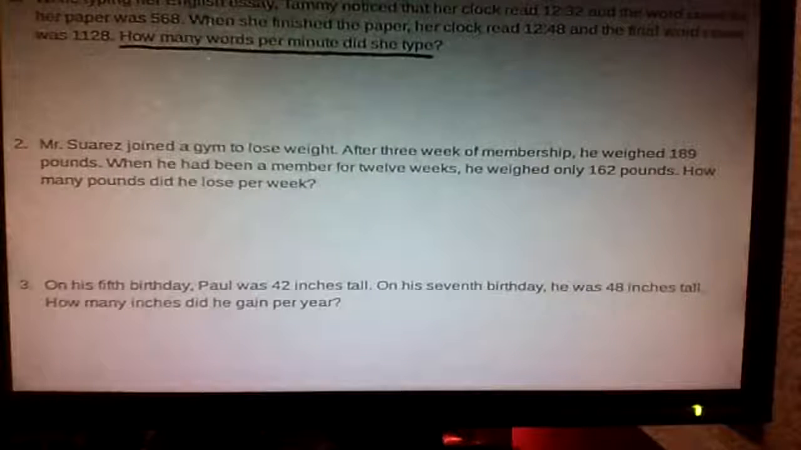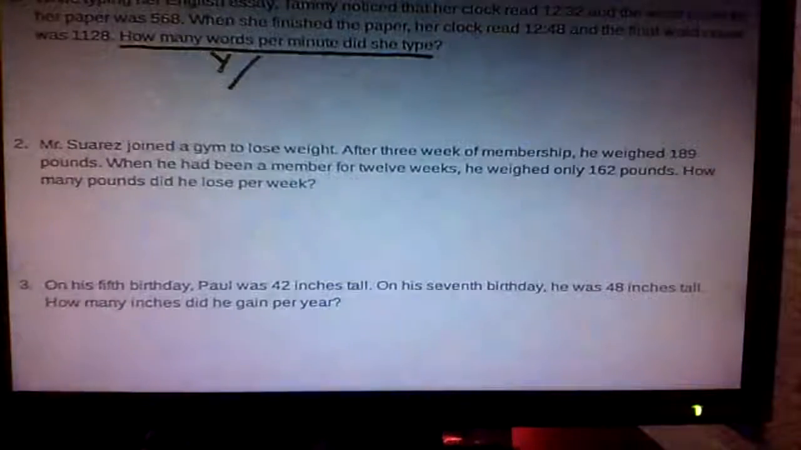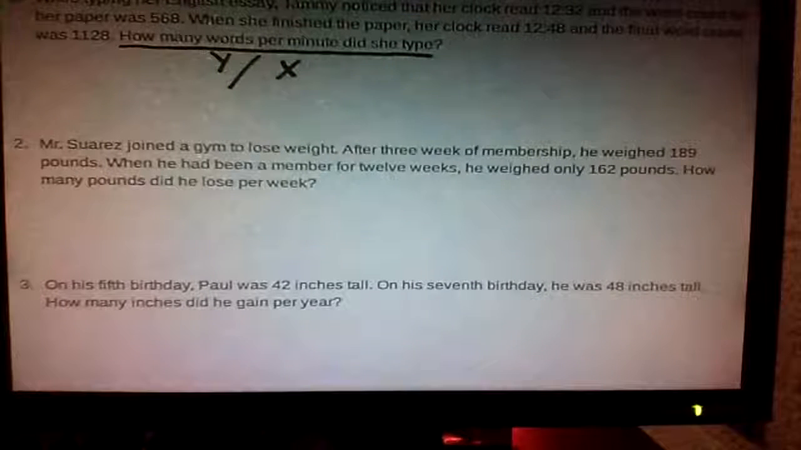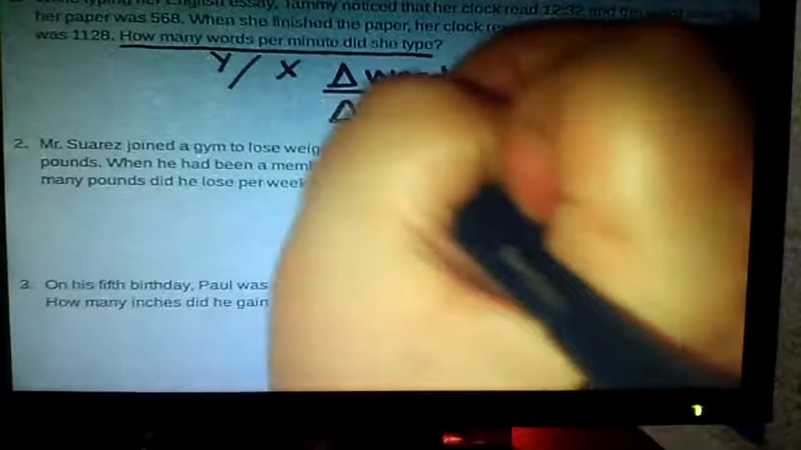When I make my slope, remember it has to be change in y over change in x. They want words per minute. What's my y then? Your y is your word count. Words per means to divide. Minute is your x. So minutes are going to be my x. So I need to find my change in words and divide it by the change in minutes.